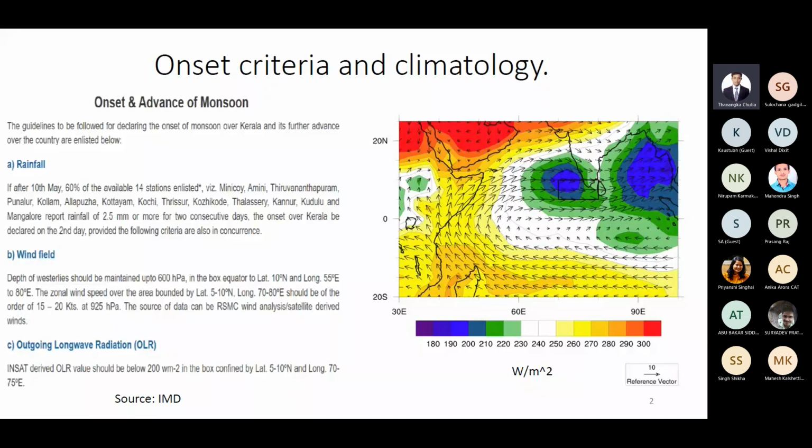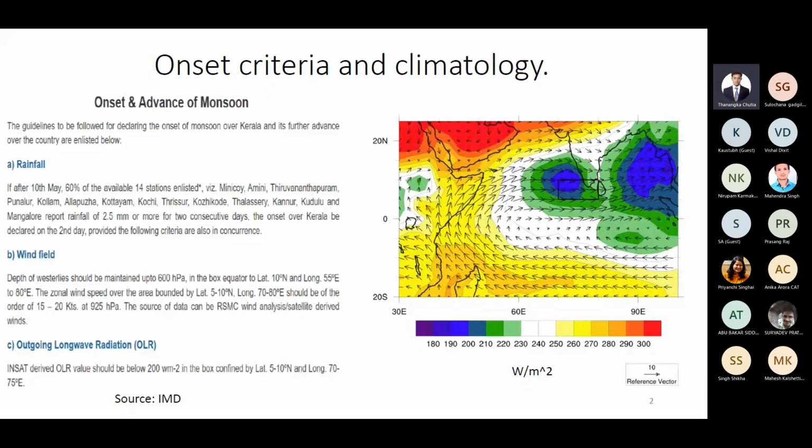And then outgoing longwave radiation should be below 200 watts per meter squared in the box confined within 5 to 10 north and 70 to 75 east. Here, I don't know if it is visible, but I plotted the box corresponding to the second criterion, which is 5 to 10 north and 70 to 80 east. As you see, notice the OLR pattern as well. We'll be coming back to this later.